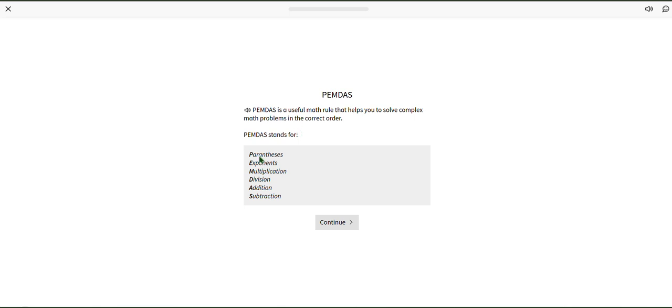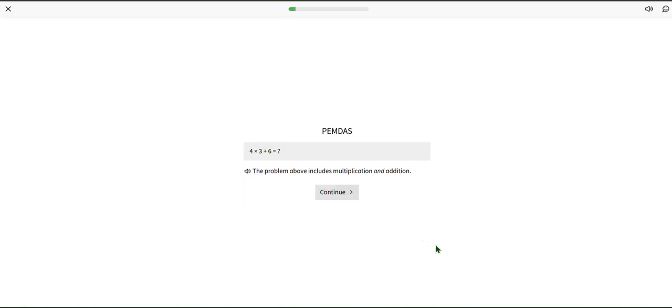So PEMDAS stands for parentheses, exponents, multiplication, division, addition, and subtraction. Now what this means is PEMDAS is the order in which you solve an equation when you have multiple operations within the equation. You solve first parentheses, then exponents, then the combination of multiplication and division as they come in the equation, and then addition and subtraction, similar to multiplication and division's way.